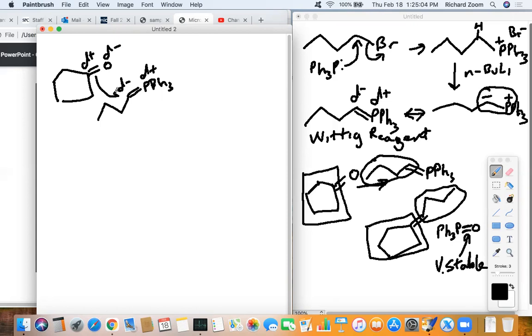And what happens is that the mechanism goes something like this. And we end up getting this, it's called a phosphoccitain, but it's a 4-membered ring with oxygen and phosphorus in it, essentially. I might put that in over a little bit here so I don't run out of room.